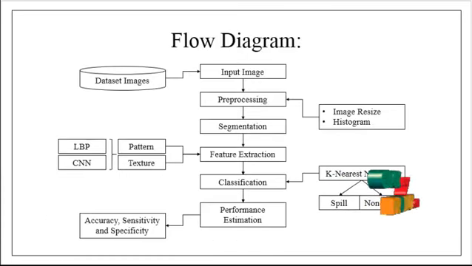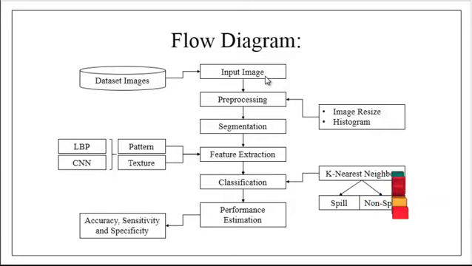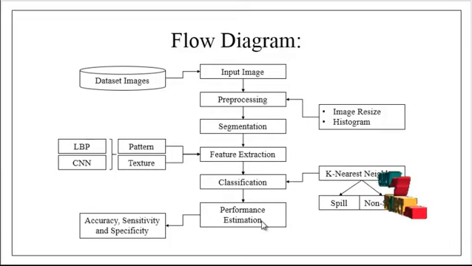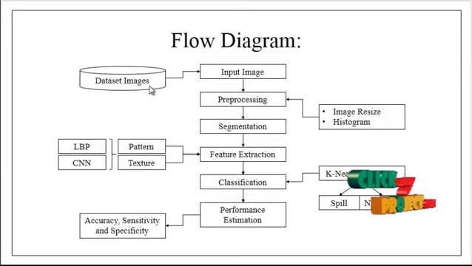Now we are going to discuss the flow diagram of the process. This is the overall working flow. The modules in this project are input image, pre-processing, segmentation, feature extraction, classification, and finally performance estimation. At first, the input image is taken from the dataset, which consists of both spill and non-spill images. After getting any one image, it goes for pre-processing.